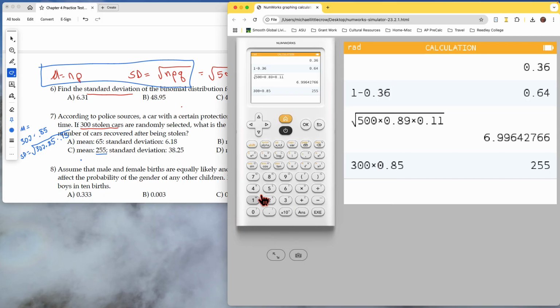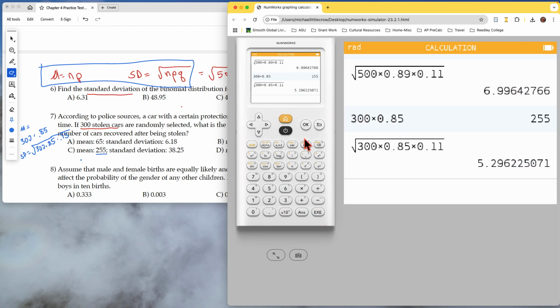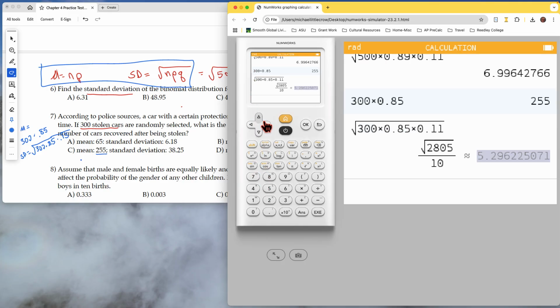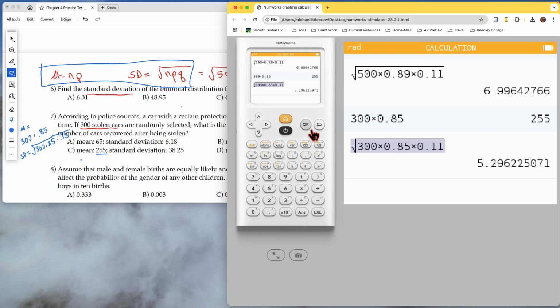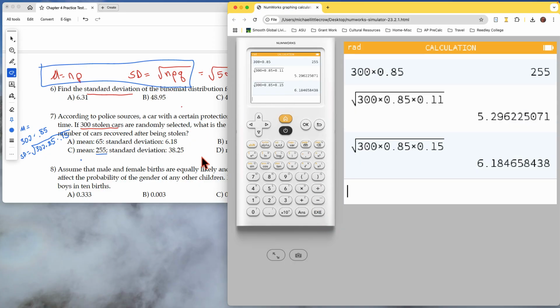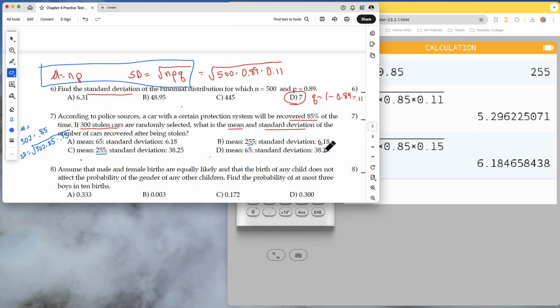I'm not going to guess. My mind is a little fuzzy right now. 0.85 times 0.11. What did I do? Oh, not 11. Yeah, see, I told you my brain's going. So I'm going to come up here. I'm going to go, okay, bring it back. It's 0.15, not 11. There we go, 6.18. It's actually leaning towards the other one, but that's why I backed off.